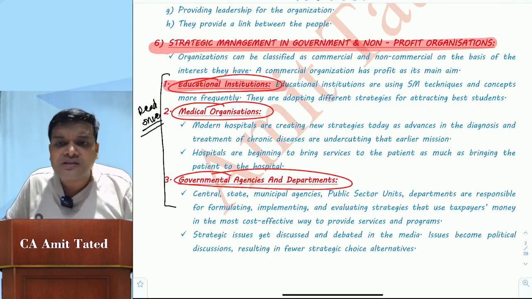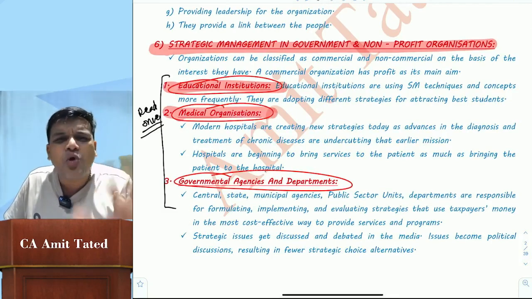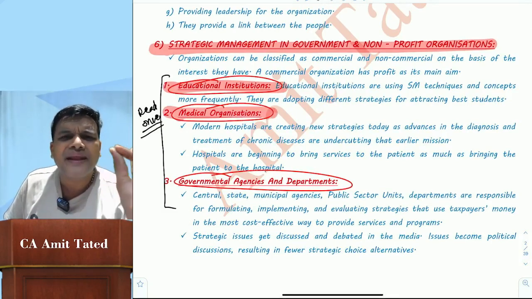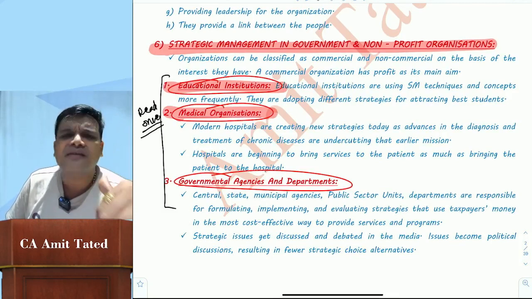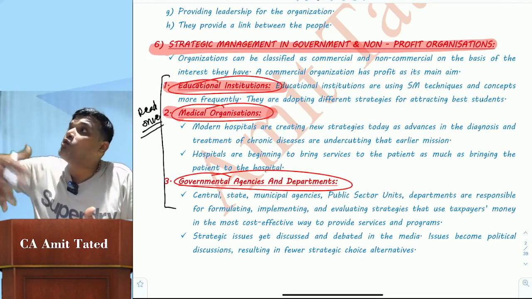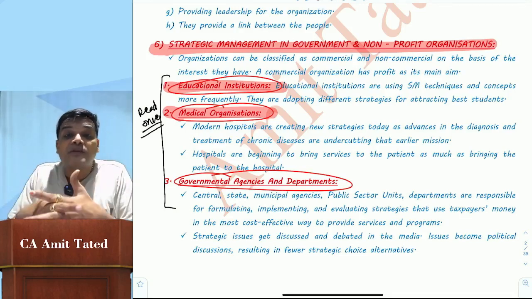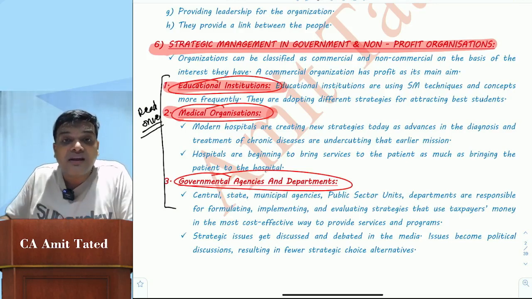That is also a concept which is available for educational institutions. Next point, medical organization. Nowadays, everything can be done sitting at home. You call for a blood test, any element, everything is done sitting at home. Even if you get admitted in a hospital, you are not required to go somewhere else to test the blood. Even the ambulance is integrated with the hospital. This is something which they are using as strategic management.